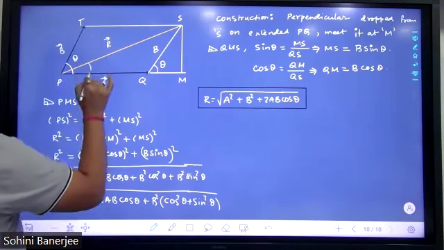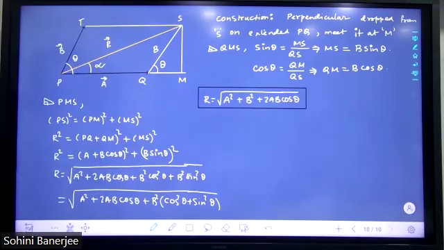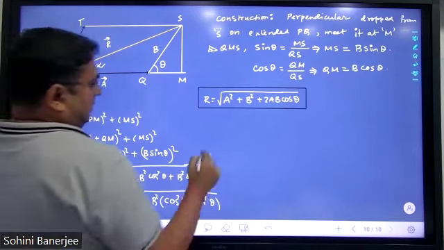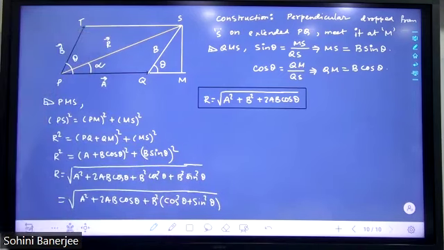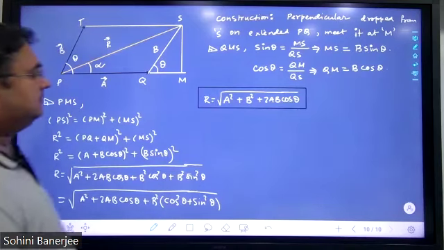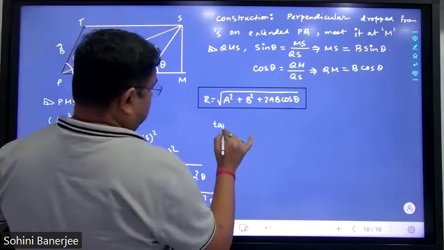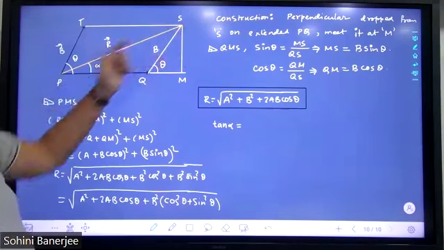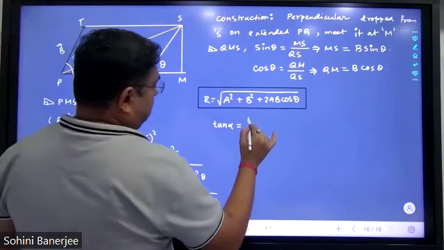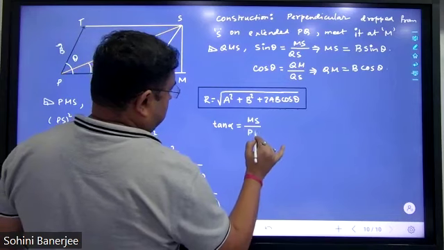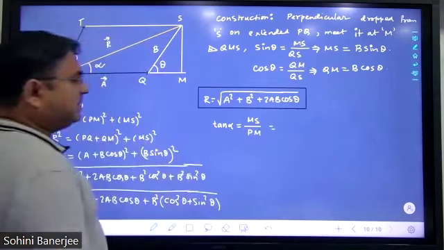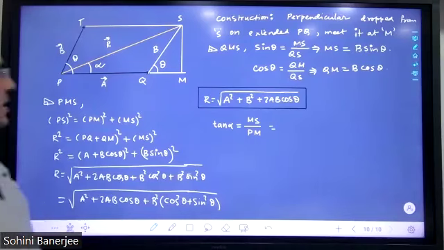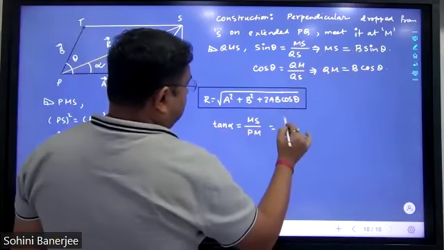Now for direction, let the resultant be making an angle alpha with A. So the resultant makes an angle alpha with A. So tan alpha is MS by PM. Tan alpha is MS by PM. MS is what? B sin theta.